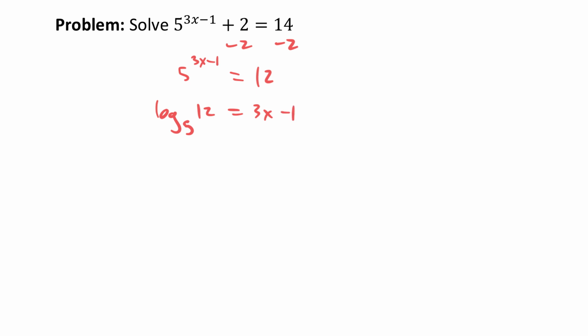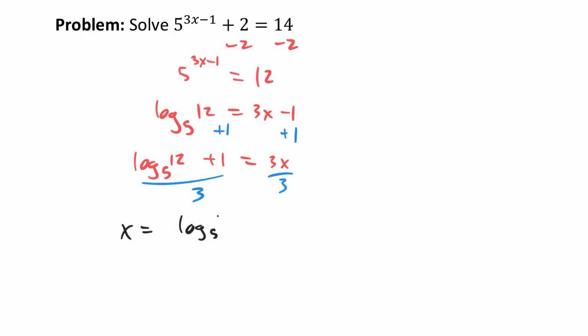Now, we have to be a little careful here because when we're working with decimals, we don't want to round prematurely. So I'm actually going to leave this as just a log. I'm not going to evaluate it to the end. So I'm going to add 1 to both sides. Obviously, the 1 can't be combined, so log base 5 of 12 is kind of its own thing. You just leave it there. Plus 1 equals 3x. And then we can divide by 3. So my answer is x equals log base 5 of 12 plus 1, all divided by 3.